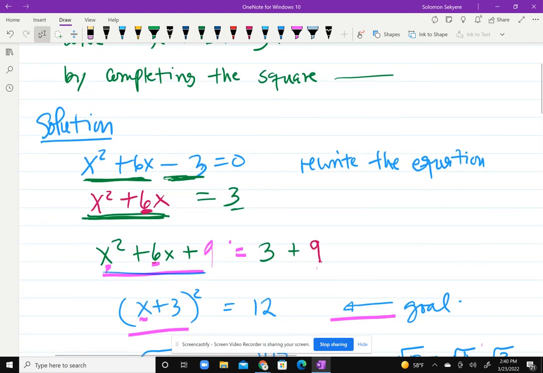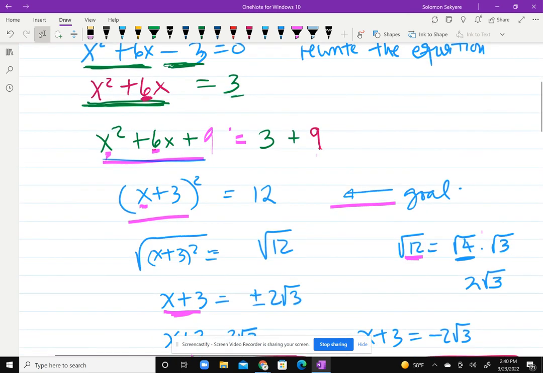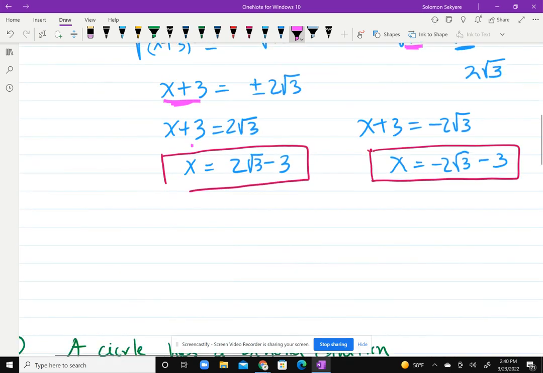So the whole goal is: move the constant to the right, complete the square. The number that you add to complete the square, you have to add the same to the right side. Take square roots, find your x.